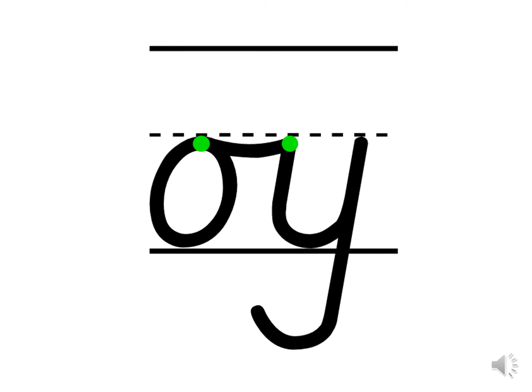Put your finger on the green dot. Remember, this is a long ladder letter. It goes down, up, down, under the line and flick. Let's practice writing it on our paper.